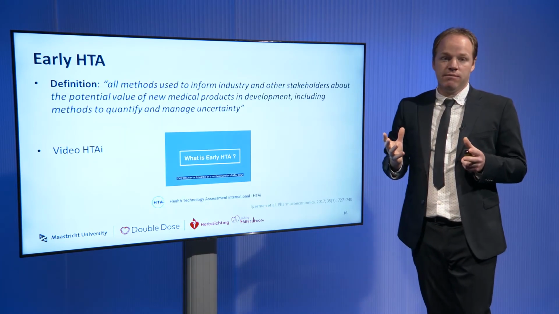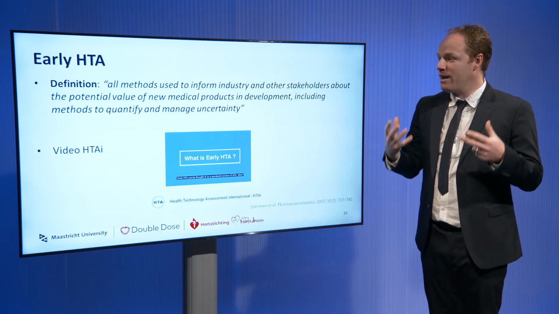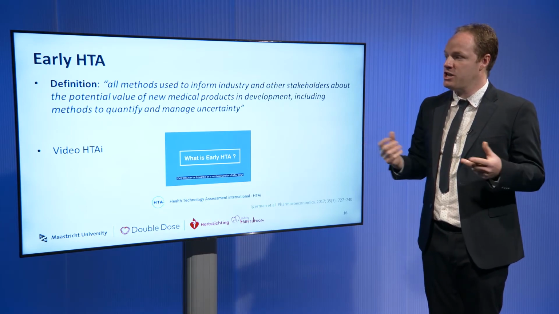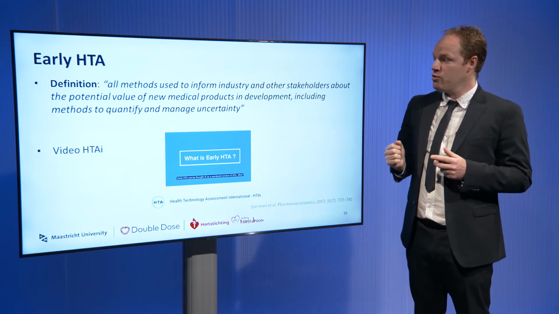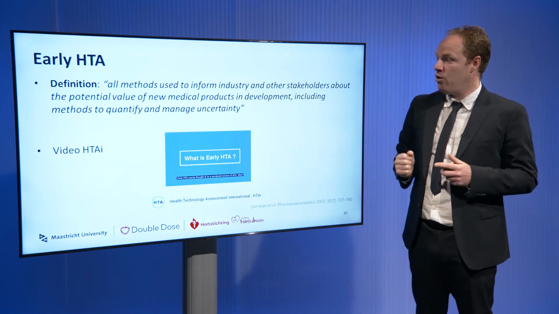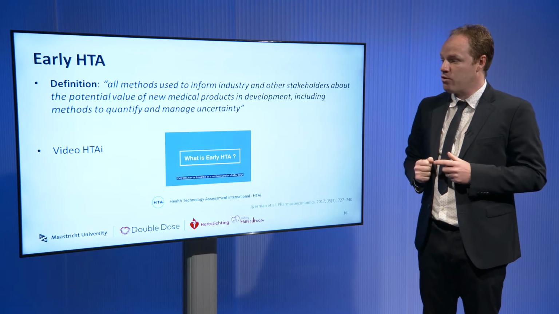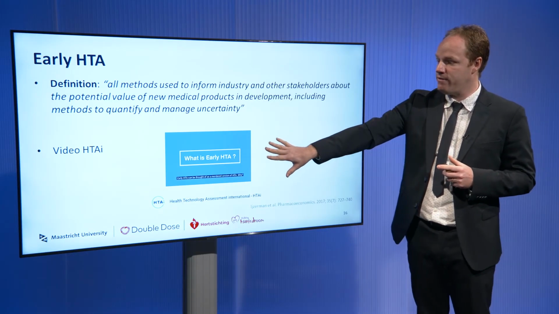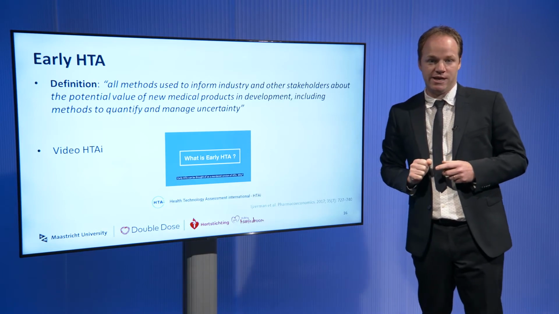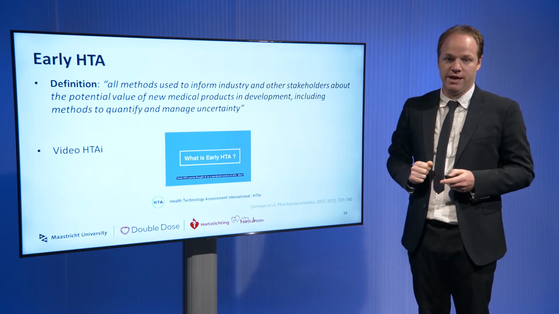Early HTA is also something that I previously mentioned, which is more and more commonly done. Early HTA is a method used to inform industry and other stakeholders about the potential value of new medical products in development, including methods to quantify and manage uncertainty, so that we can conduct HTA really early in the process. In the course material, you will also see one video from an international organization of health technology assessment that will provide some more background on early HTA.